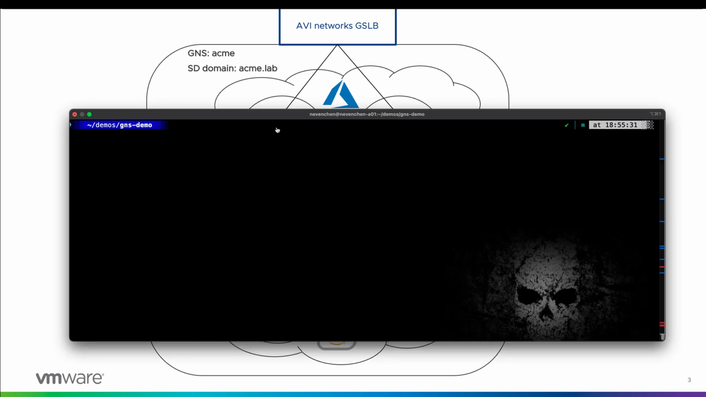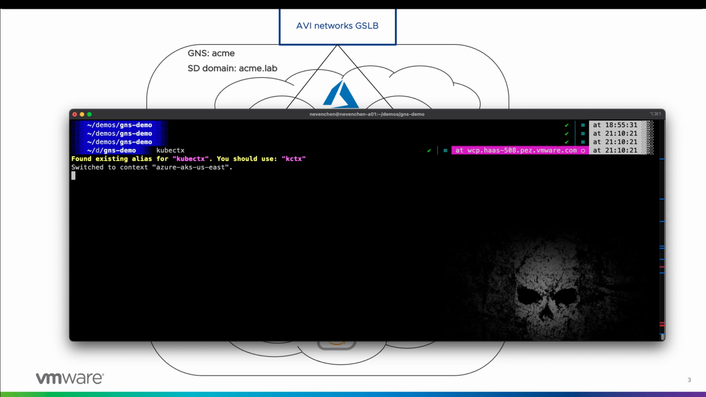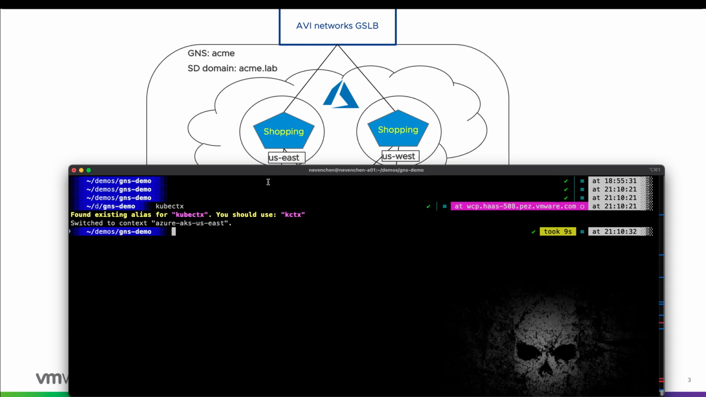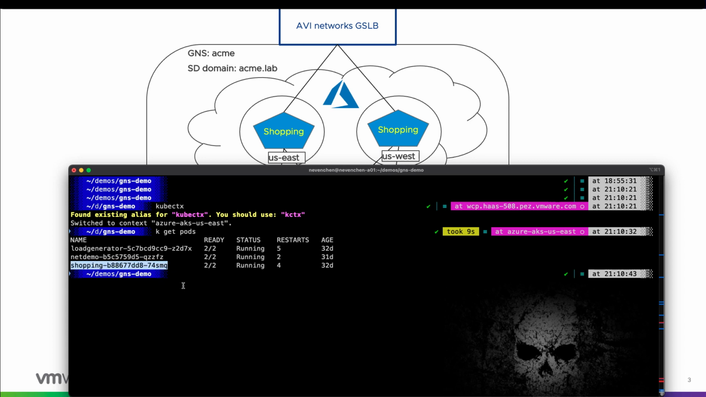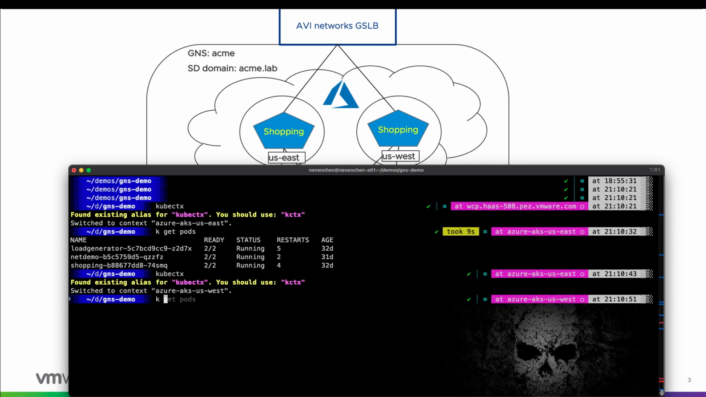So I'm going to jump into my terminal here. And as you can see, I have different clusters, the 2 Azure sites and the 4 AWS sites. I'm going to jump on the AKS site, which is basically the site here on AKS East. I'm going to grab the pods, and you can see that I have the shopping service here. Let's just, for the sake of discussion, go to the other Azure site. We'll see the shopping service here.